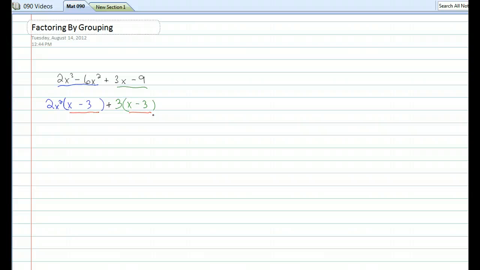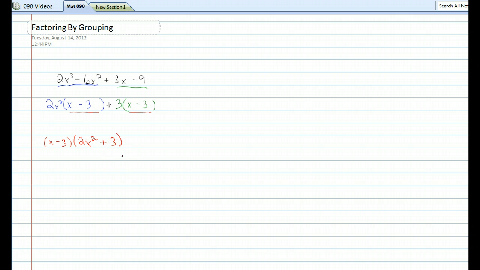So this is where it gets a little bit interesting. Notice you have an x minus 3 that is a factor in your first term, and you have an x minus 3 as a factor in the second term. Since this x minus 3 factor appears in each one of our 2 terms, we can factor it out of each term. If we factor an x minus 3 out of the first term, we're left with a 2x squared. If we factor an x minus 3 out of the second term, all we're left with is a positive 3.